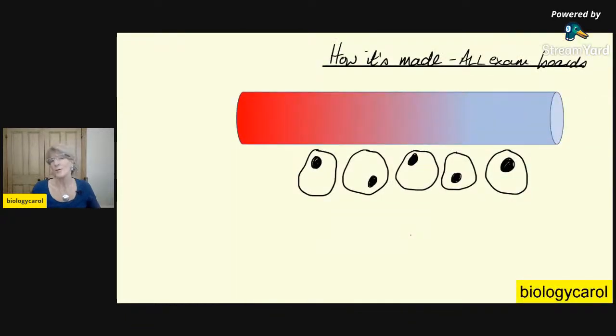So how is tissue fluid made? This is information that is required by all the exam boards. So here is my very fine diagram of a capillary. At this end is the arterial end. The blood has come directly from the heart. It is oxygenated, hence red at this end.